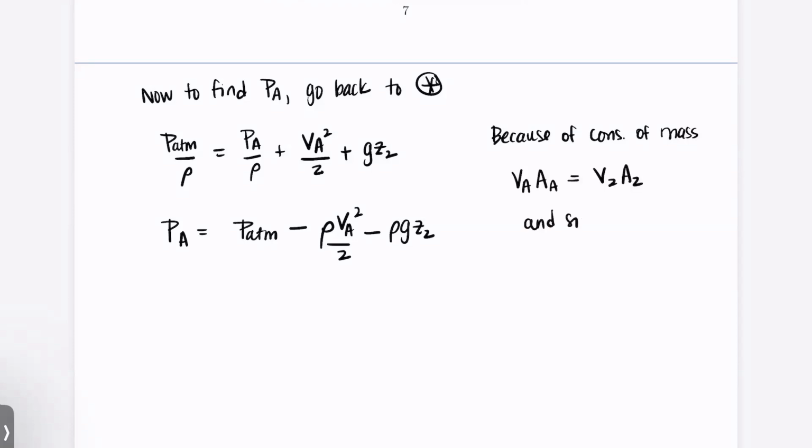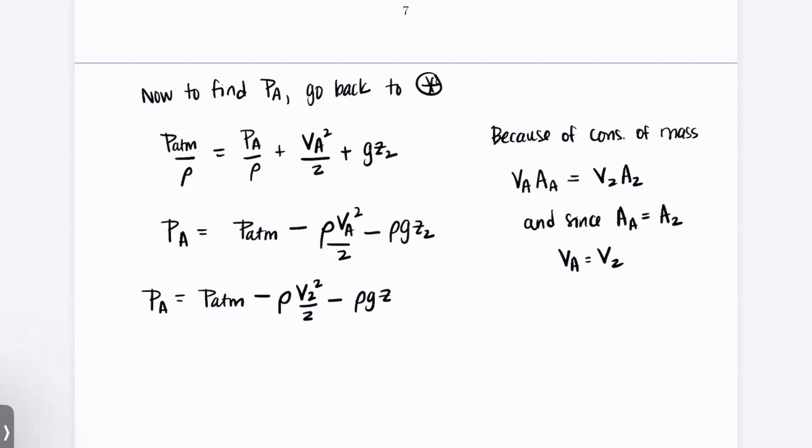And since the area at A is equal to the area at 2, VA is equal to V2. All right, so now we know everything we need to know. So we have P at A is equal to atmospheric pressure minus rho V2 squared over 2 minus rho G Z2, which we already said is 1 meter.